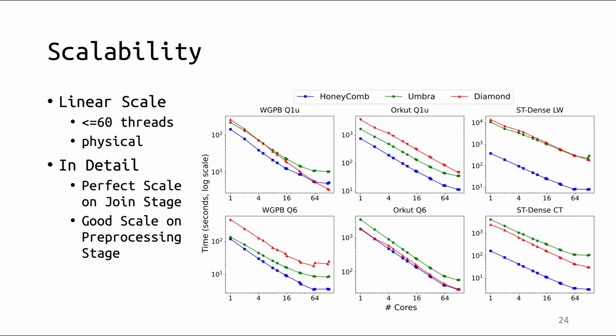Umbra also shows an almost linear speedup, but slightly below that of HoneyComb. For instance, consider the Q6 4-clique query on WGPB. HoneyComb is 1.12 times faster than Umbra on 1 core, but 2.52 times faster on 60 cores, demonstrating that our techniques improve scalability as we increase the number of cores. Diamond behaves similarly to Umbra in most cases, and interested listeners can refer to the paper for more detailed explanations.